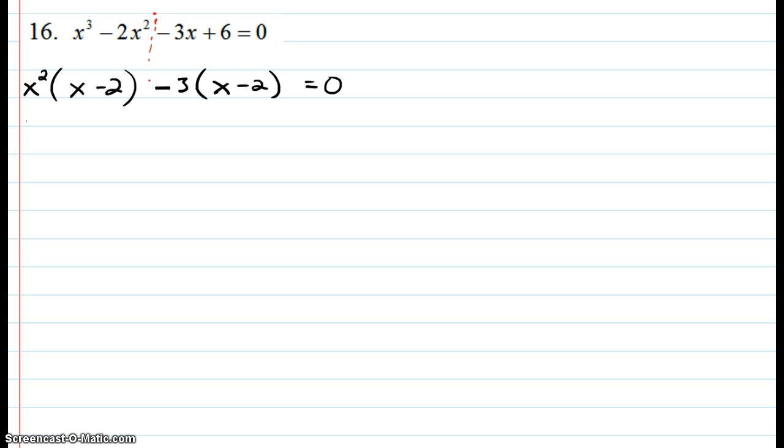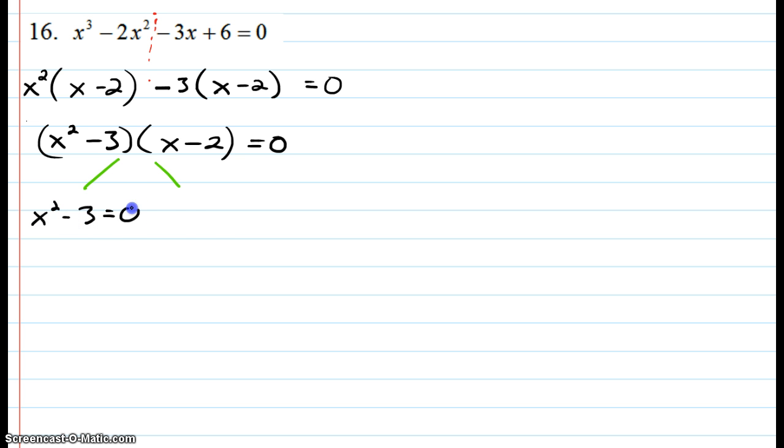So those are the same, so I can group them. So I'm going to have x squared minus 3, and then x minus 2. So now we take these and we split them, and we make them both equal 0. So now we just solve.